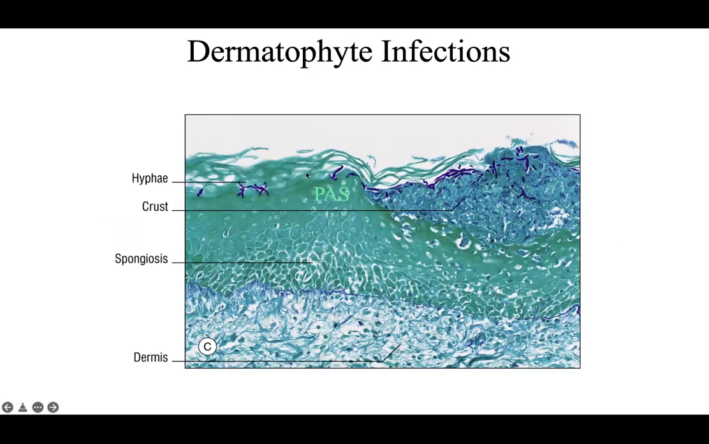Another example of a PAS positive prep here. So you've got hyphae in the stratum corneum, very clear to see, and some underlying mild to moderate spongiosis.